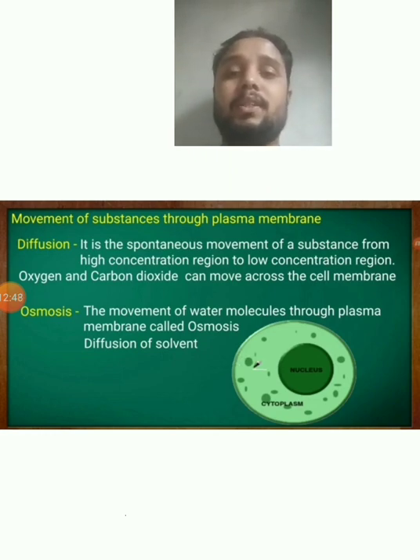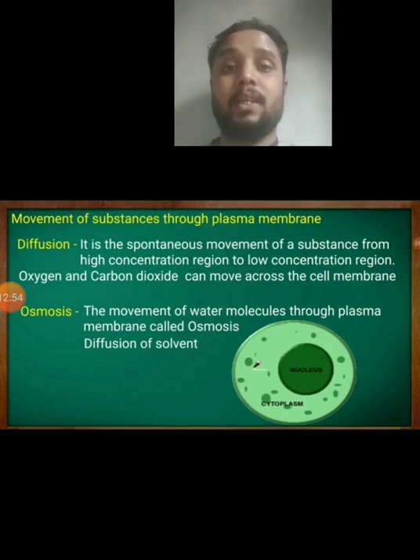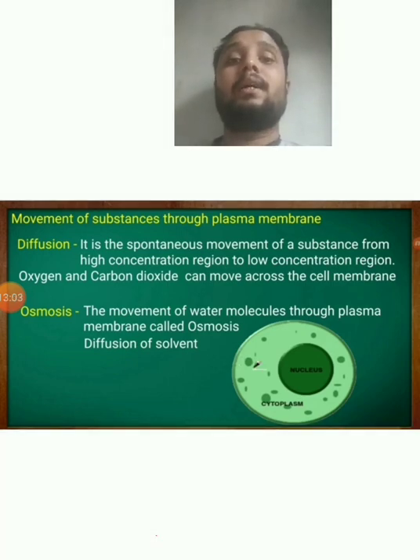As for example here, oxygen and carbon dioxide can move across the cell membrane. So through diffusion, the gases follow the diffusion property. Understand? Oxygen and carbon dioxide can pass through the cell membrane or plasma membrane. You need to remember, cell membrane and plasma membrane.